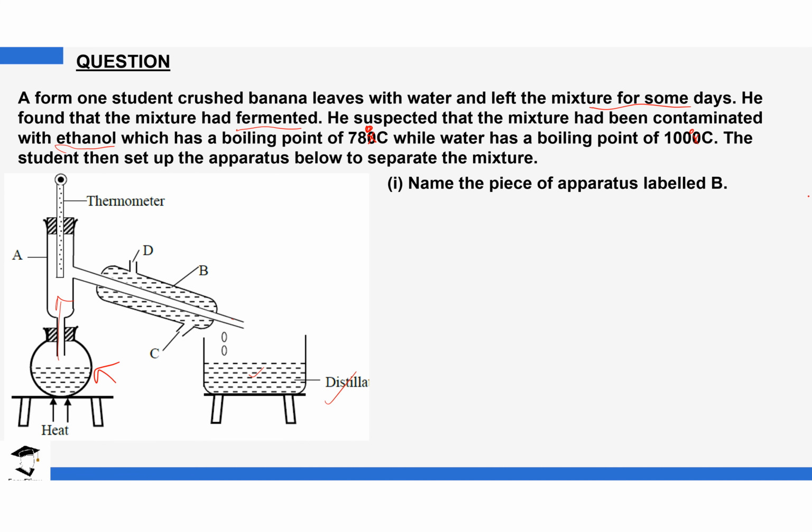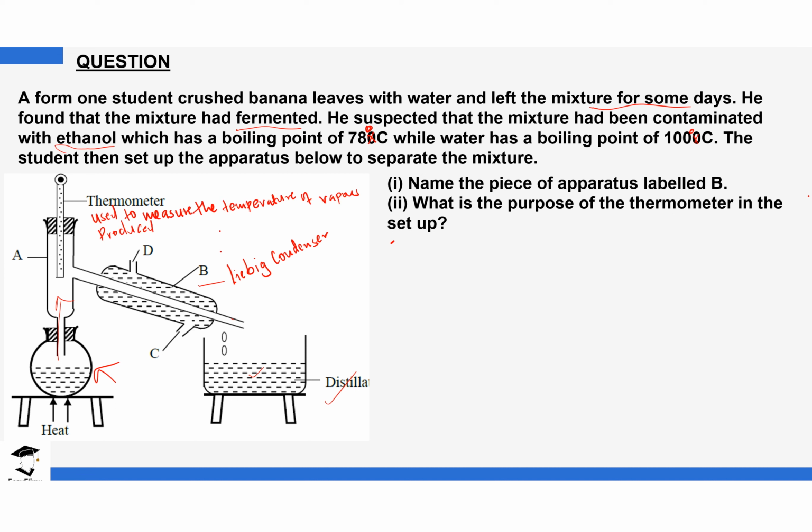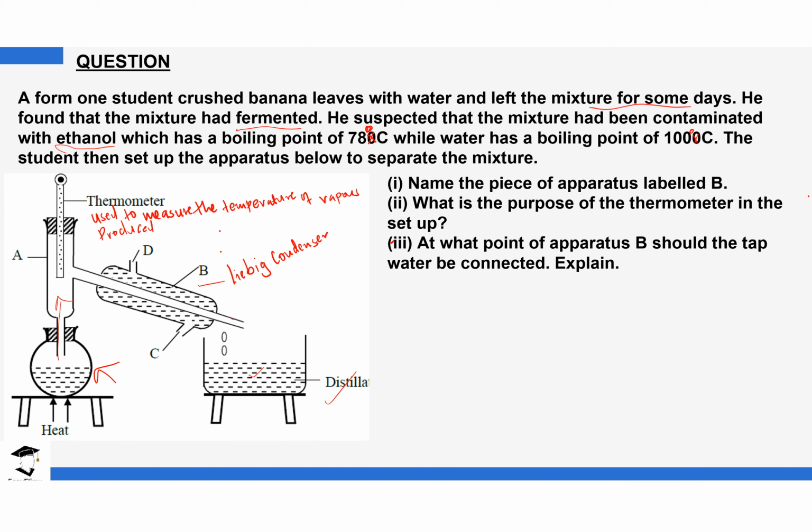Name apparatus labeled B. So apparatus labeled B we said is Liebig condenser. And then the next question is, what is the purpose of the thermometer in the setup? The thermometer is used to measure the temperature of the vapors produced. And then the next question is, at what point of apparatus B should the tap water be connected?